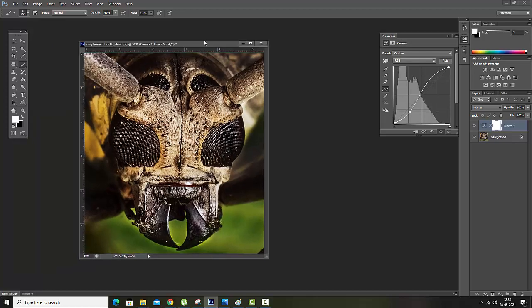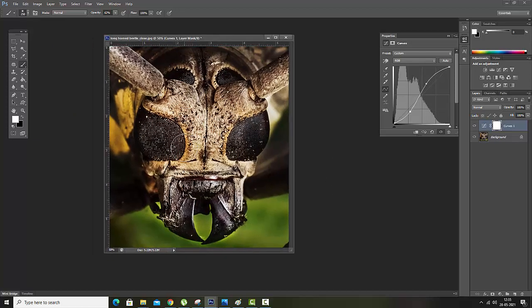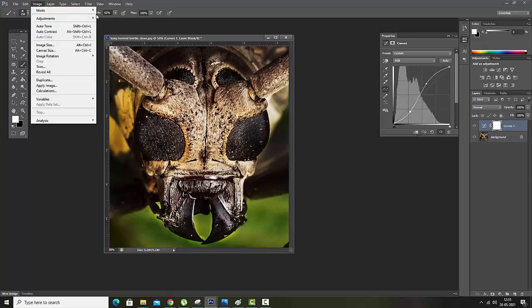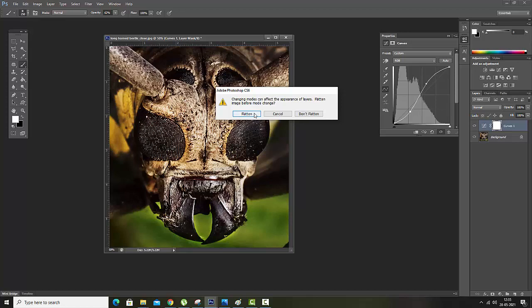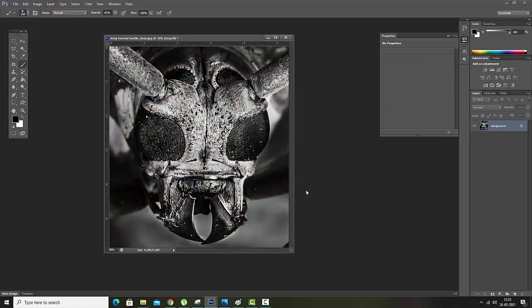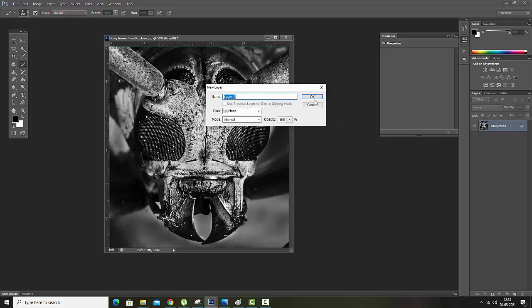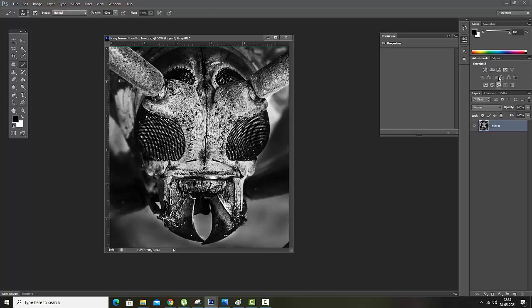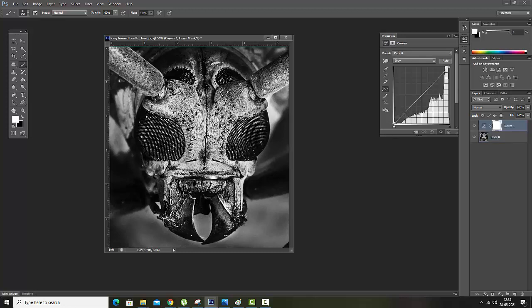But if I convert this to grayscale, from image mode going to grayscale, the other values are flattened and discarded. Now if I again apply the curve and move this point upward, that means this is an R1 point and an R2 point. At that time we see that the contrast is increasing.